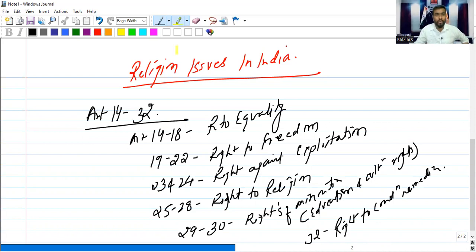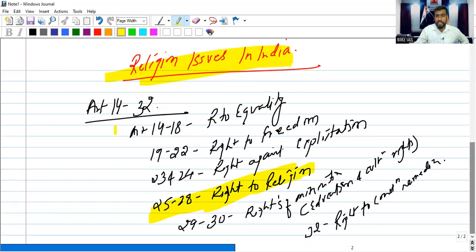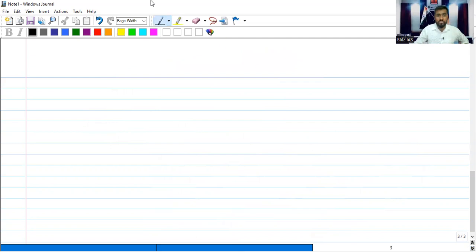So I want to discuss this right to religion today, because for this religion issues in India, your stand must be based on Article 25 to 28. Now, what's the issue? See, what do Articles 25 to 28 say? What is the right to religion?